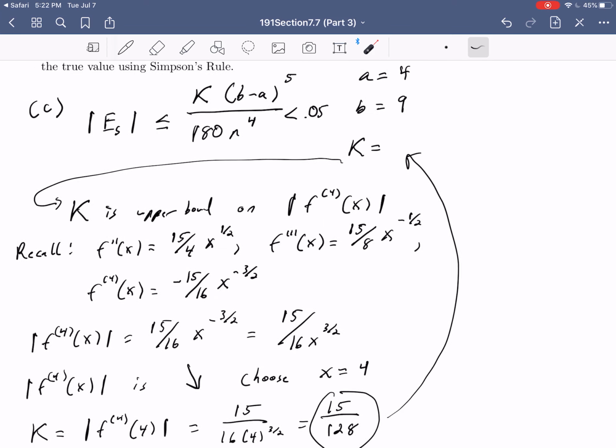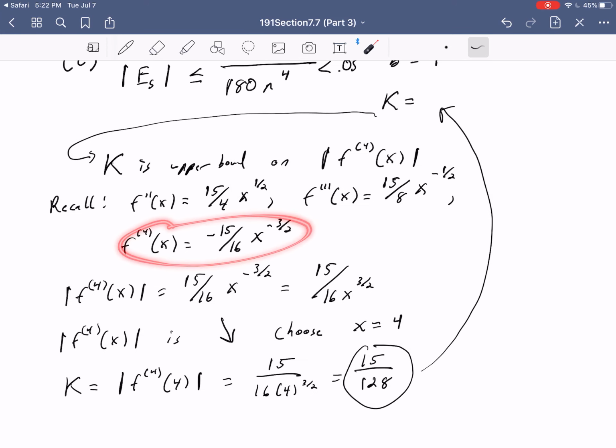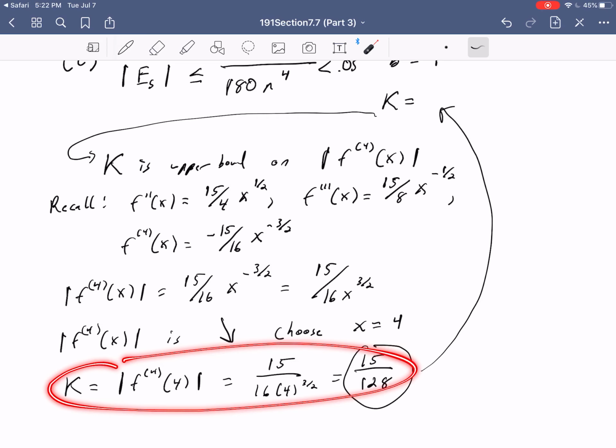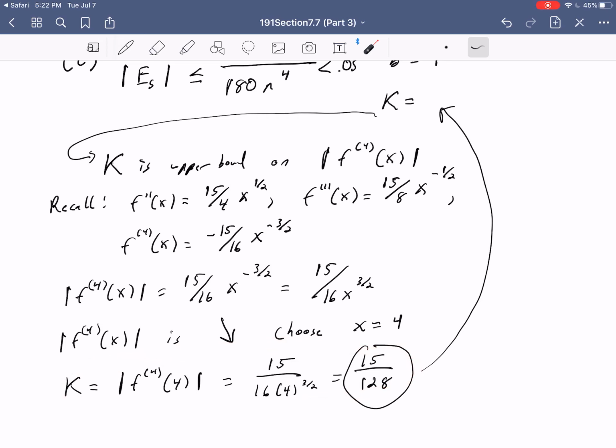For this one, though, by the time we had gotten to the fourth derivative, the x was now in the denominator, meaning that it was strictly decreasing. So we wanted to choose the smaller x value to make sure that this was still as large as possible. If you chose x equals 9, this would actually be smaller than what we originally got here. And remember, we want k to be an upper bound. So we chose x equals 4, and that gave us our capital K here.